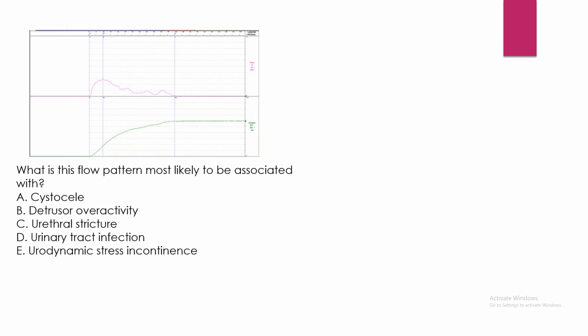The peak has come and then it is slowly reducing. Urethral stricture? The peak is very less here. They have given this is 50, so every line corresponds to 5 only. It has not reached even 15. Why urethral stricture? See here, no peaks are seen. It has plateaued slowly. There are no spikes.